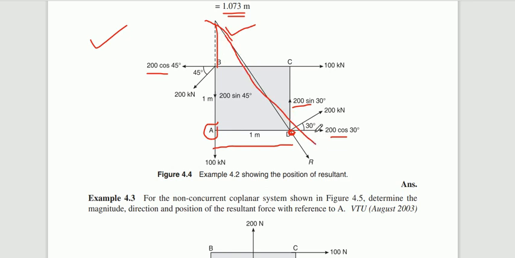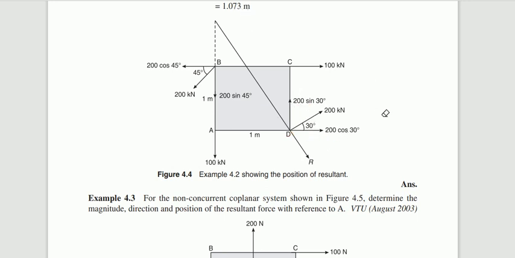This is what it means. So like that you have to draw. Up to this you have to solve whenever you are finding the moment of a coplanar concurrent force system, showing the position of the resultant here. Yes, is it clear with this problem? Yes, ma'am. Okay, this is exactly similar to the previous one.